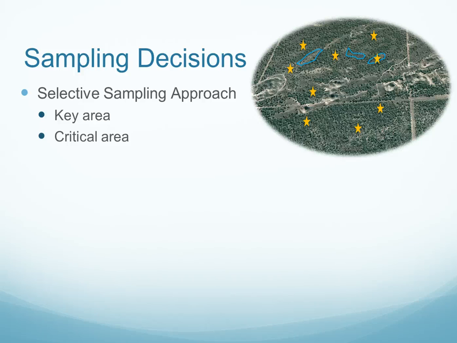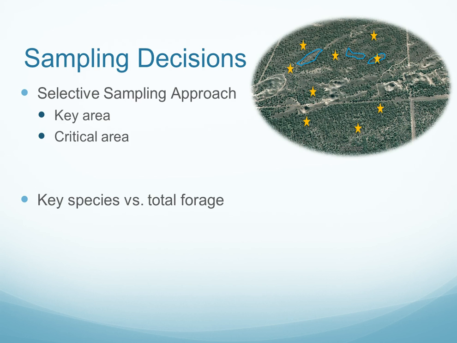Critical areas are different in that these are areas that receive some type of special consideration from a management perspective because of inherent site factors. Critical areas may include riparian areas or sites that support known populations of a plant species of concern, among other things.